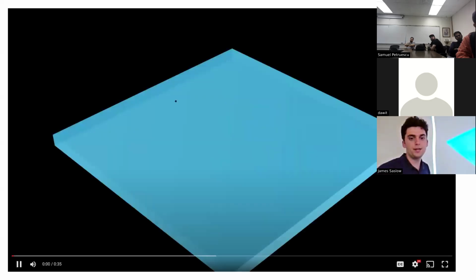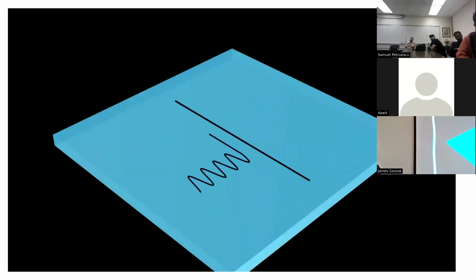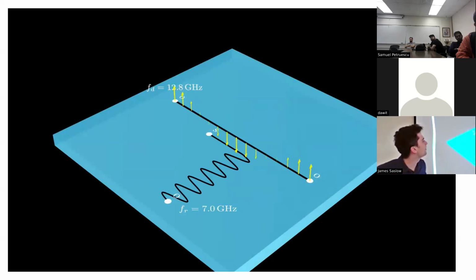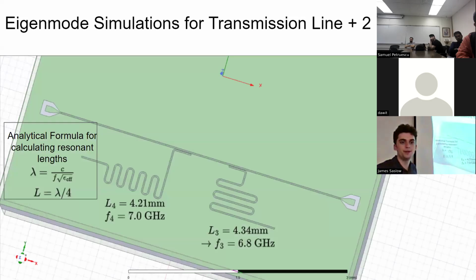And from this, we can kind of see different modes form. So you can sort of draw, in this case, just one resonator, one transmission line. And here we start with a 7 gigahertz resonator and a 12.8 gigahertz driving signal. And we see a mode form in the transmission line, but nothing really in the resonator. But when we have our drive frequency equal the resonant frequency, you sort of get this activity in the resonator. So resonators are very powerful for qubit control here.